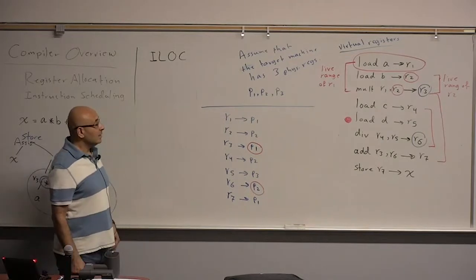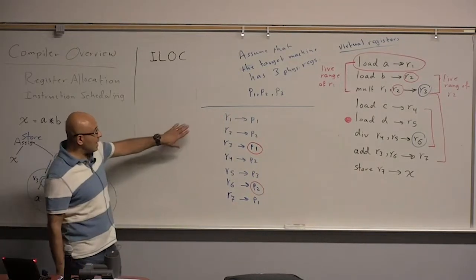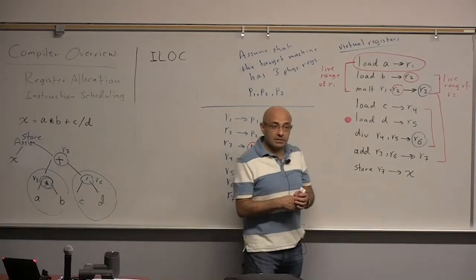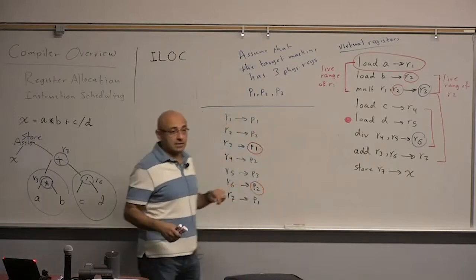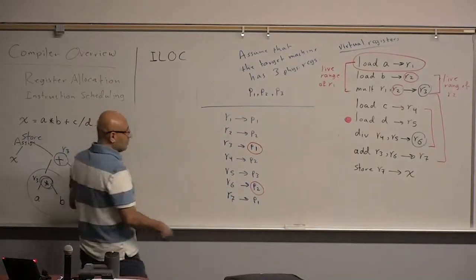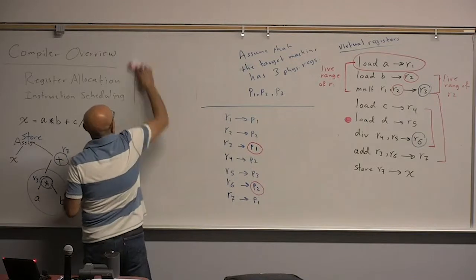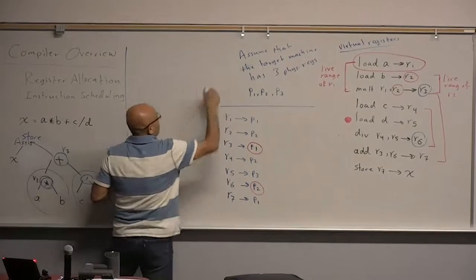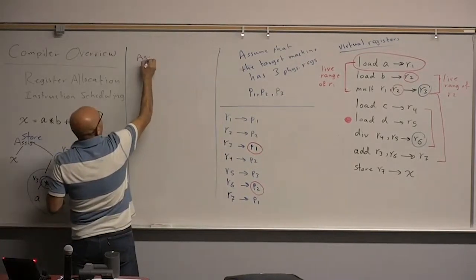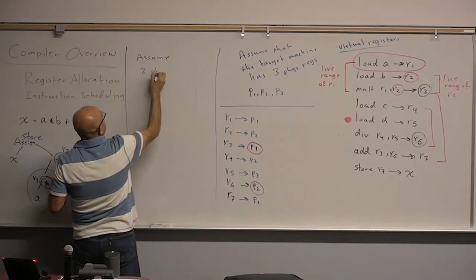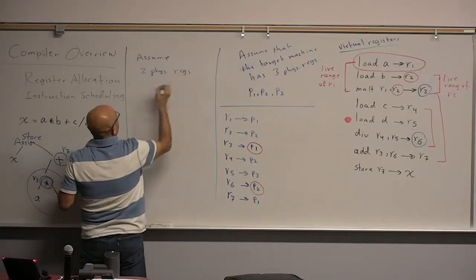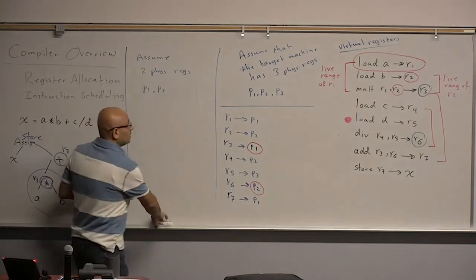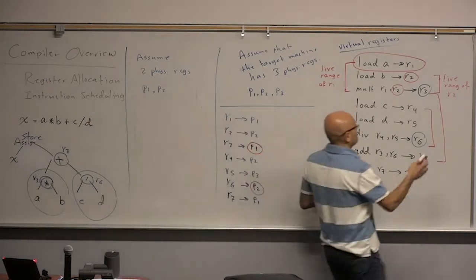OK? So in this case, we managed to map virtual registers into physical registers. And we could do it with 3 physical registers. Now let's assume that we only have 2 physical registers, P1 and P2. So that's all what you have. Now let's redo it with 2 physical registers, see what happens.